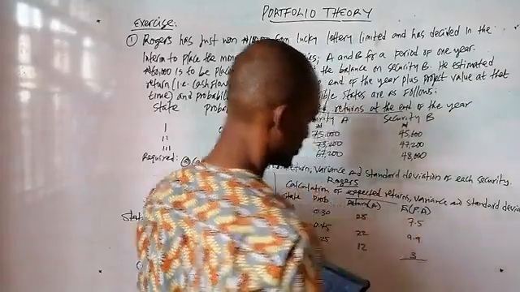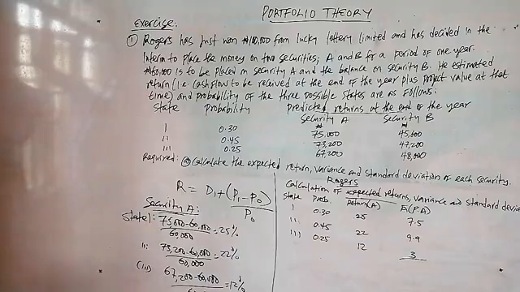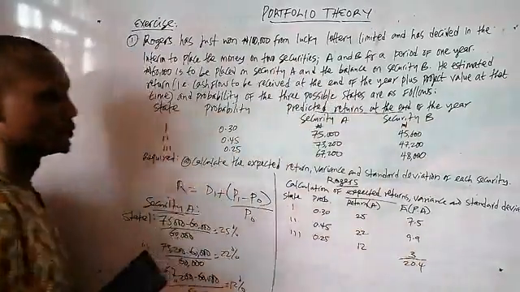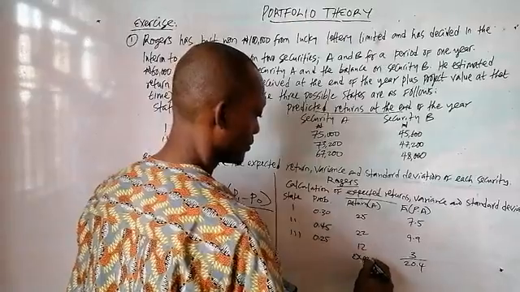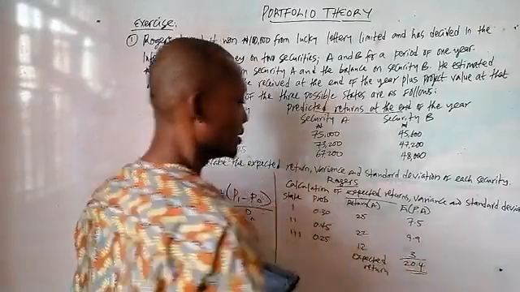So we sum it up: 7.5 plus 9.9 plus 3. We have 20.4. This is our expected return.